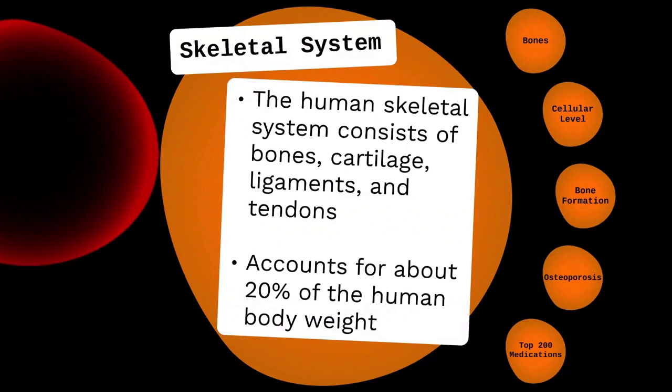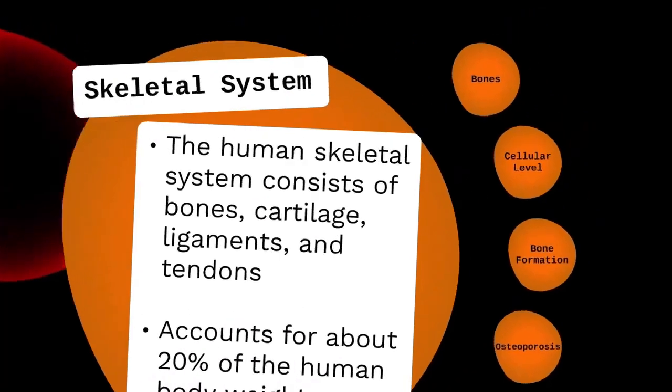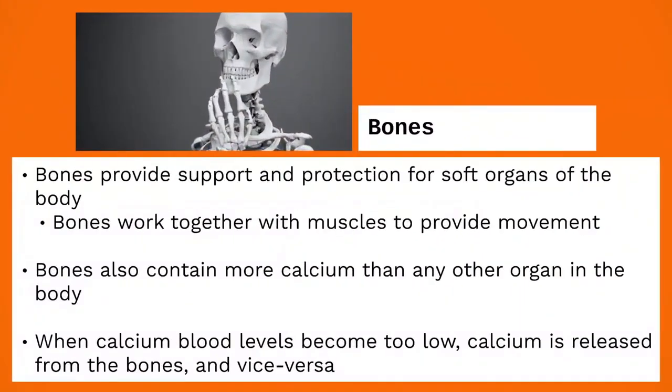Now we're going to move on to the skeletal system. The human skeletal system consists of bones, cartilage, ligaments, and tendons. It accounts for about 20% of the human body weight. So our bones provide support and protection for our soft organs of the body.